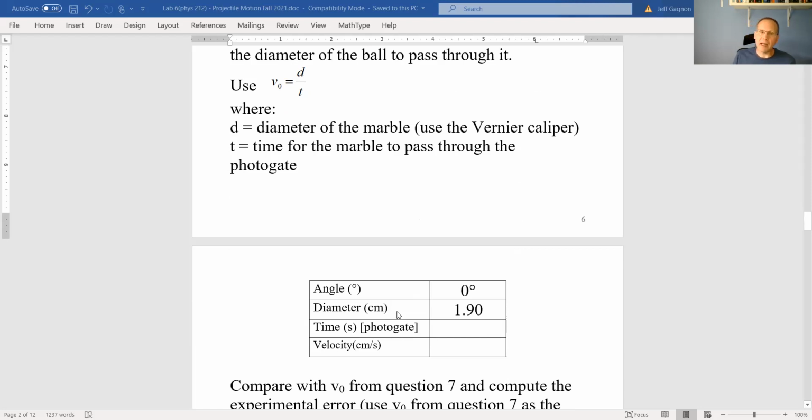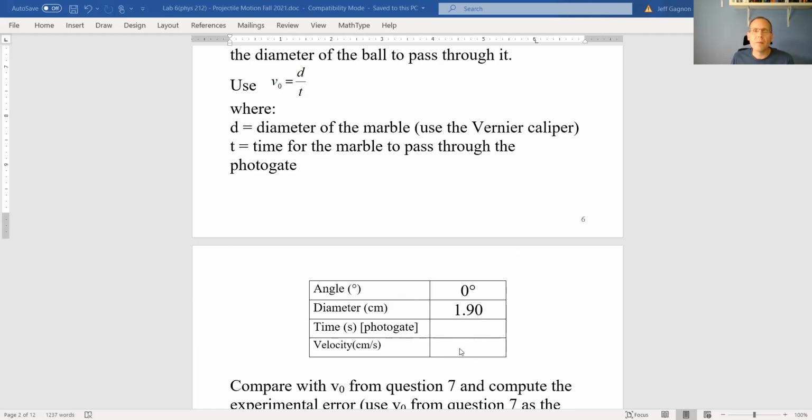To get the velocity, I could take the diameter of the ball, which is 1.90 centimeters, and then divide it by the time. So your lab partners would have recorded this value right here. So you can get this value, the time it takes that diameter of the ball to pass through the photo gate. So if I do 1.90 divided by the time, that's going to be another estimate of the velocity of the ball when it leaves the launcher, the marble, the gun.